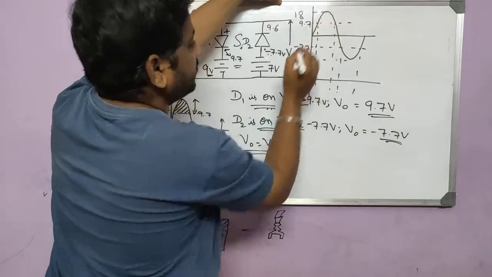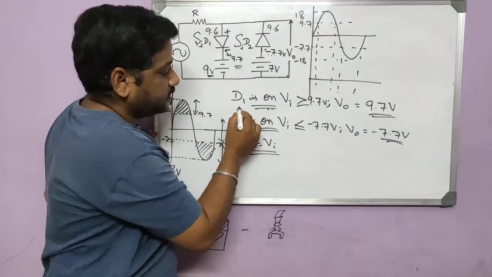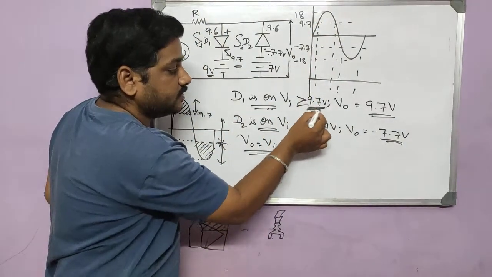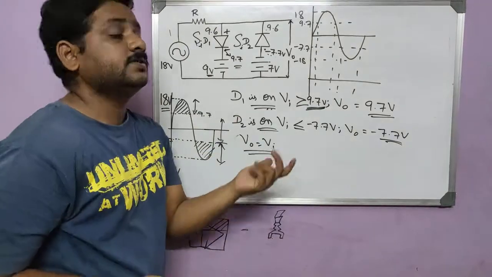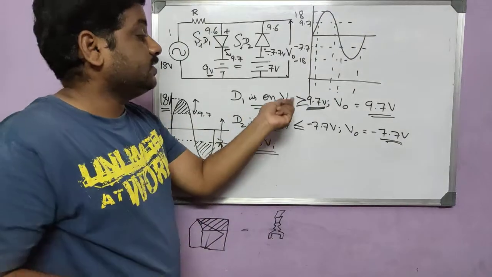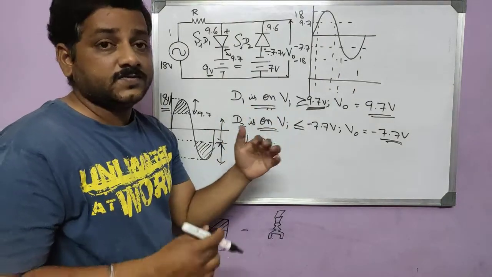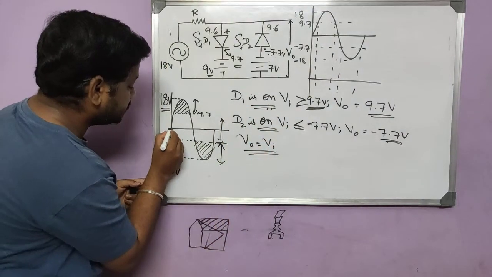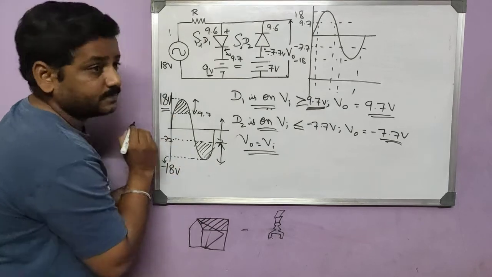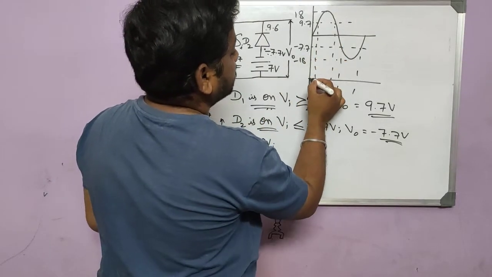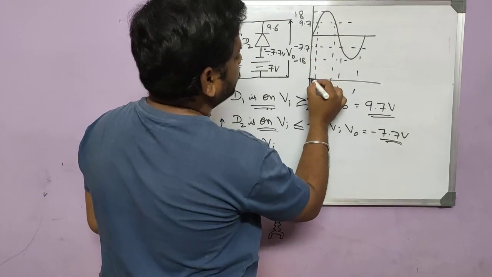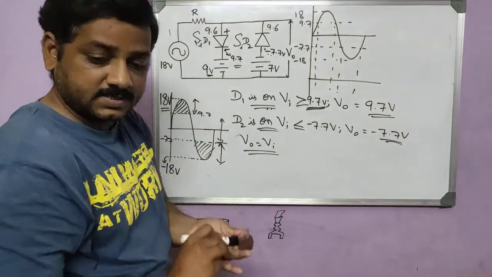So up to 9.7, when voltage is moving up to 9.7, diode is off. Diode will be on only if it is beyond the 9.7. So when it is off, it will just follow. Up to this condition, output will follow the input. Here I can draw it as output will follow the input.